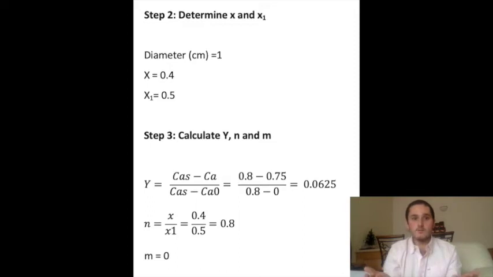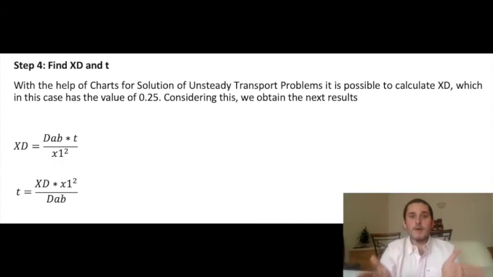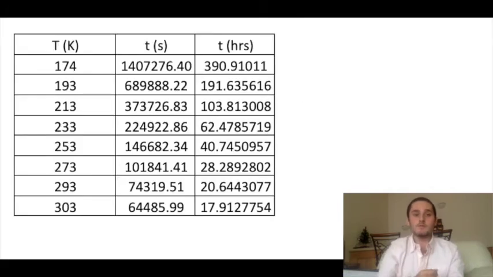Why do we need the relative time? Because with the relative time, we will be able to find the actual time it takes to generate all this process. Now that we have a relative time, the only thing we need to do is take the original equation for relative time, clear out the term of t or time, as it can be seen here. And next, the only thing we need to do is replace our values and find our results. Our final results can be seen in the following table.